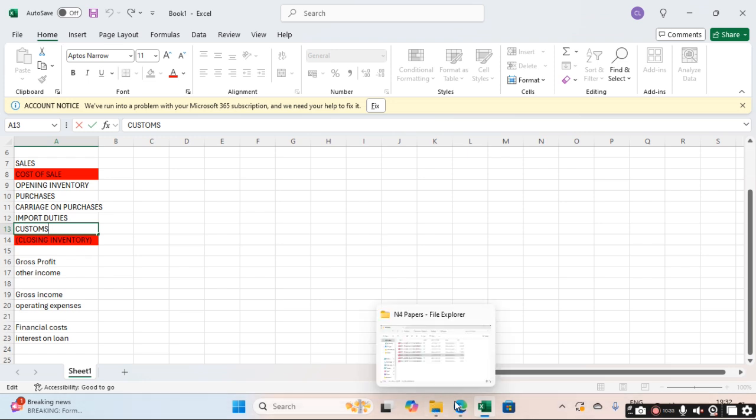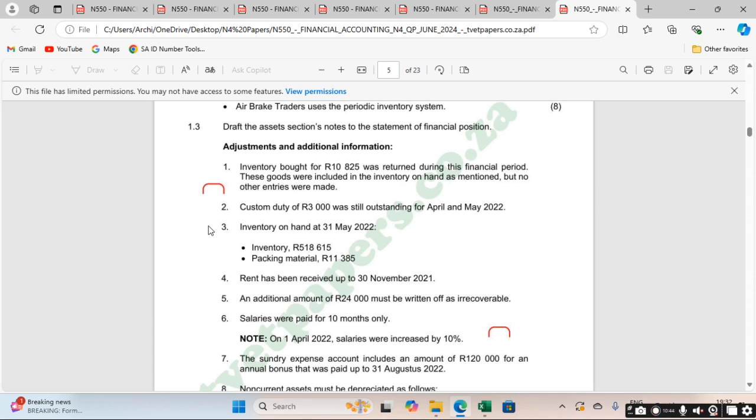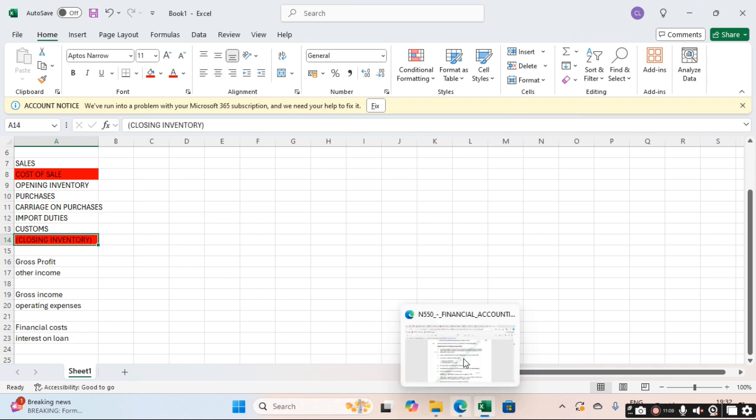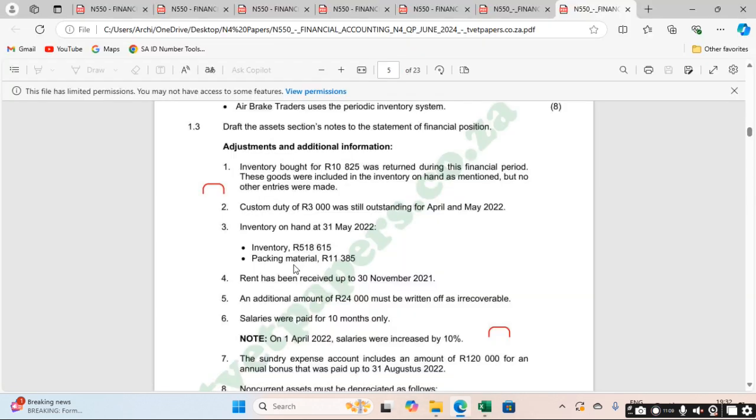And then moving on. We have number 3, which says inventory on hand 31st May 2022. And then we have our inventory. So this is going to be part of our closing inventory. So on your structure, we have closing inventory. That's going to be part of your closing inventory, the inventory on hand. And then we have our packing materials on hand. So meaning this is the total packing materials that we didn't use during the course of the period.